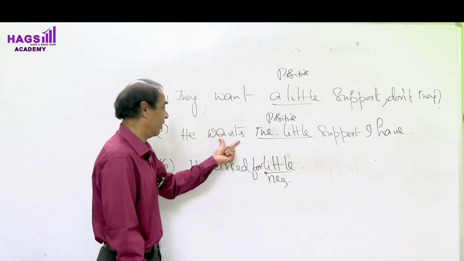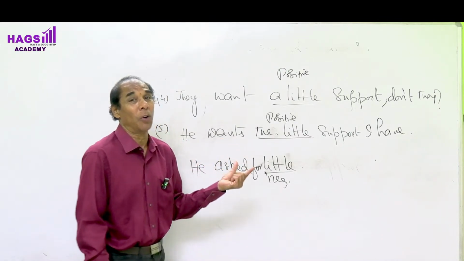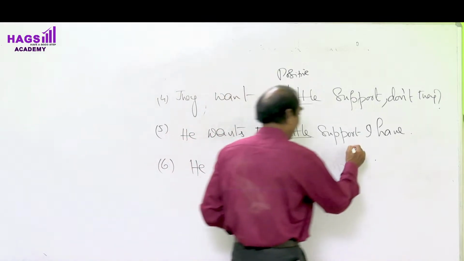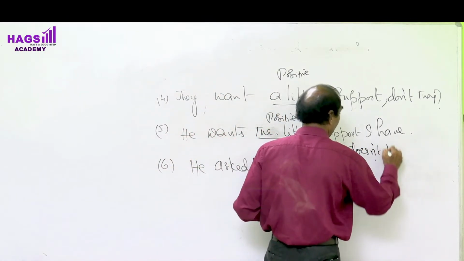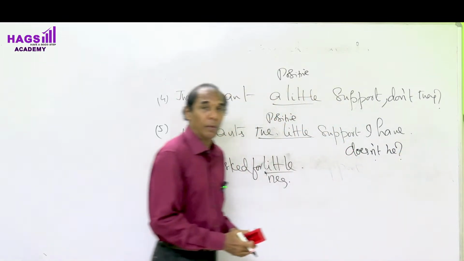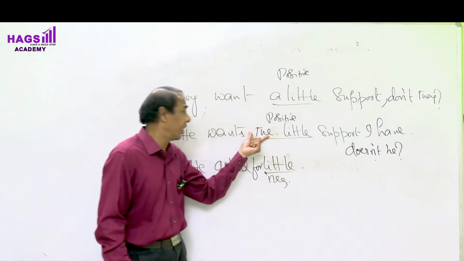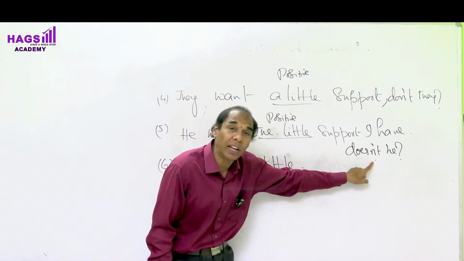Right? Wants. Present tense with s. So I have to borrow does. Does plus not, doesn't. Pronoun is he. Doesn't he. Why not here? Because the statement is positive. The question tag must be negative.